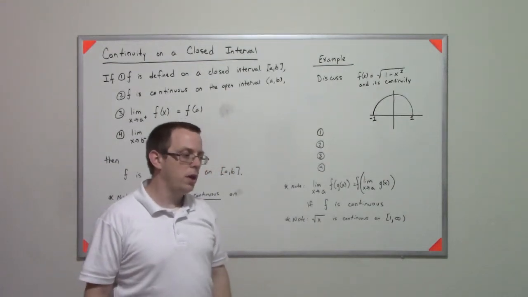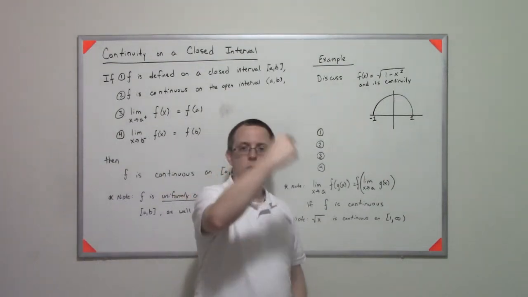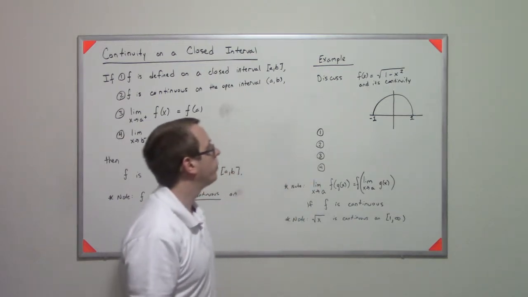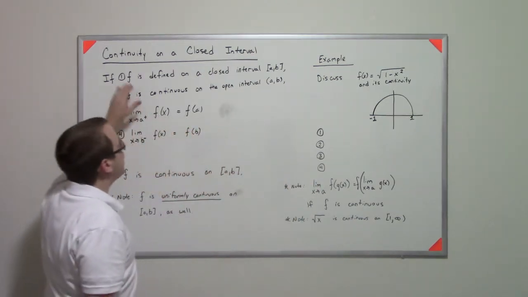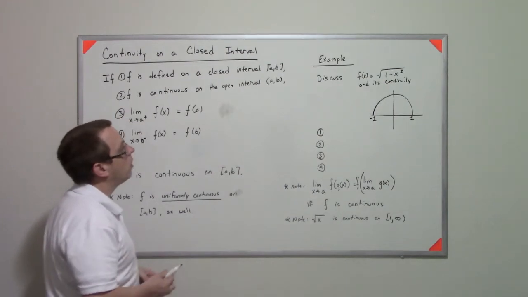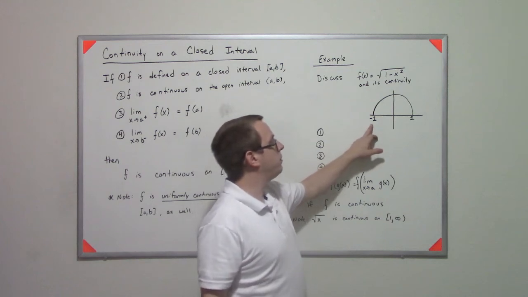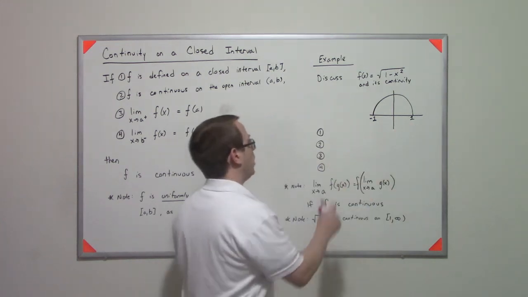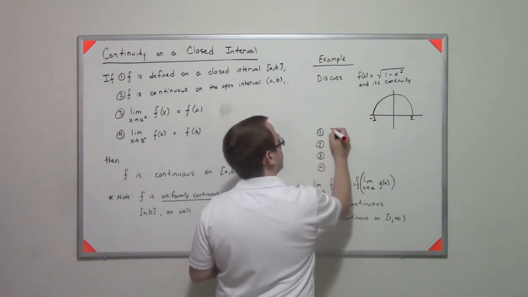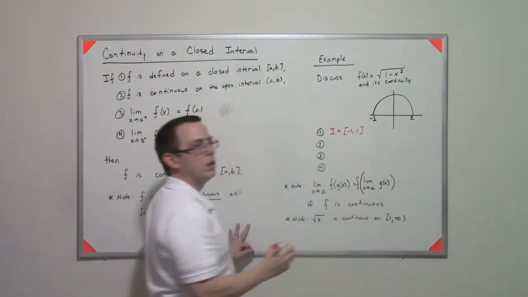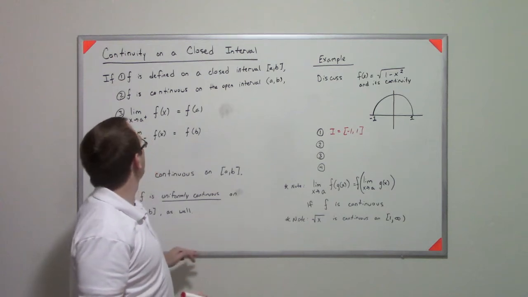So knowing that, let's talk about f of x equals the square root of 1 minus x squared. And that's the semicircle for the unit circle. It's the top half of the unit circle. So the first one is, is f defined on some closed interval? Well, in this case, it's defined all the way from -1 to 1. So that tells me my interval is -1 to 1. And we know it's defined there.